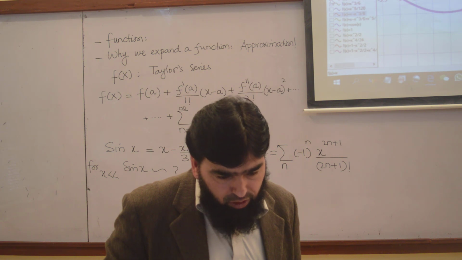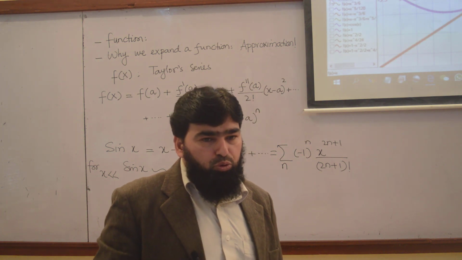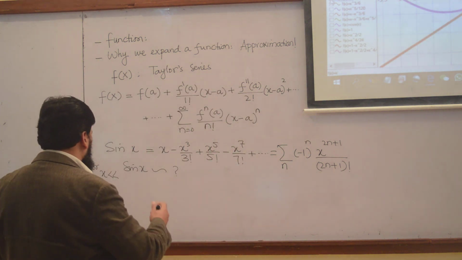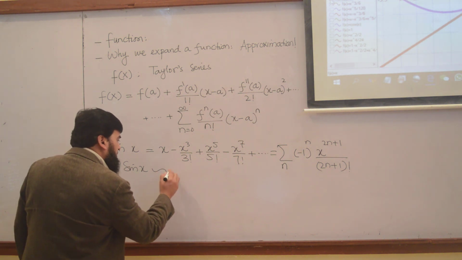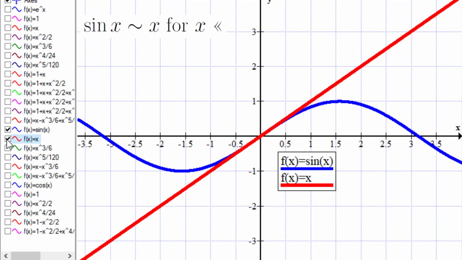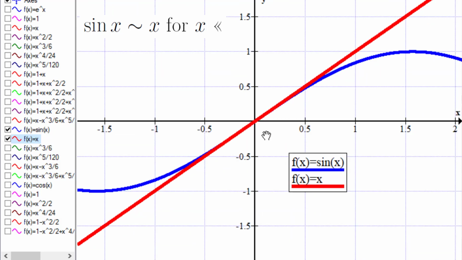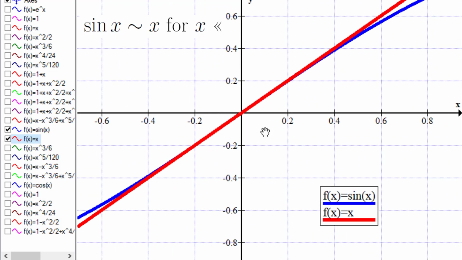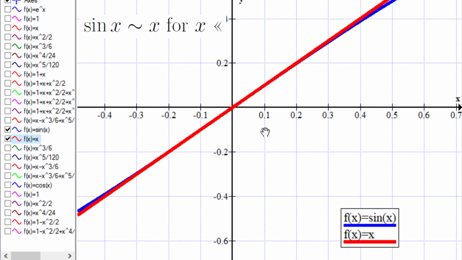We will have to write one thing, that sine of x almost goes to x. So here sine of x almost goes to x for x very small. And you can see here that sine of x is almost going to x when x is very small. I can zoom this one and you can see that the two are almost the same for small values of x.